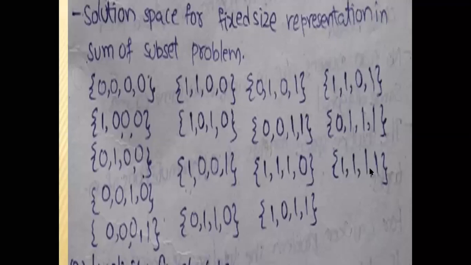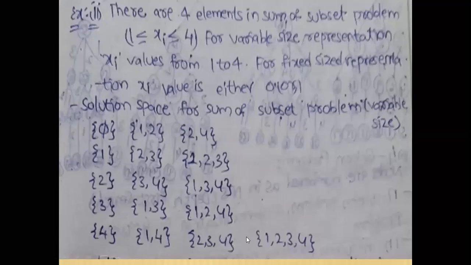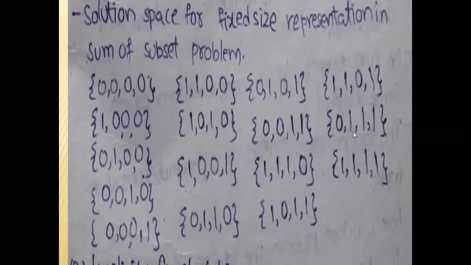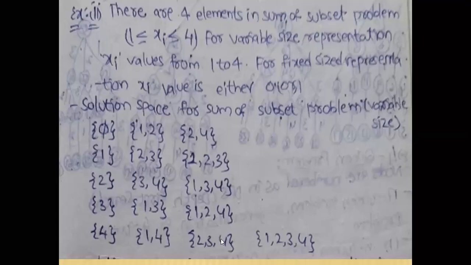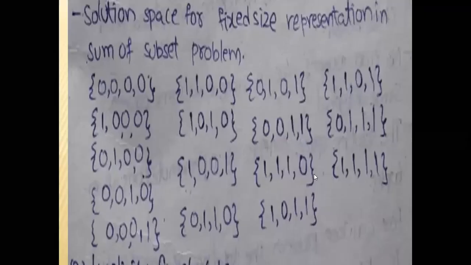Suppose 1 1 1 1, that means the 4 elements are considered in the sum. 1 1 1 1 means x1 = 1, x2 = 2, x3 = 3, x4 = 4. In the previous representation, it was 1 2 3 4, meaning the 4 elements are considered in the sum. Suppose only 3 elements, 2 3 4. In the previous slide you represented 2 3 4, which means only 3 elements are considered in the sum, so the first element is not considered. So it is 0 1 1 1: the first element is not considered in the sum, so second, third, fourth.